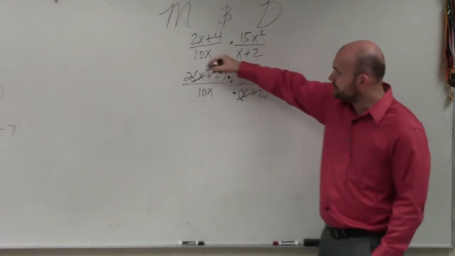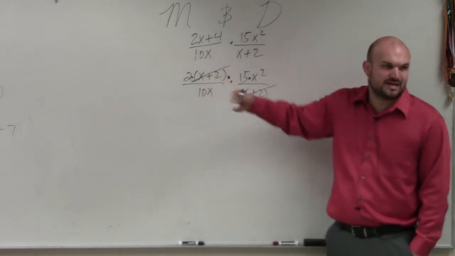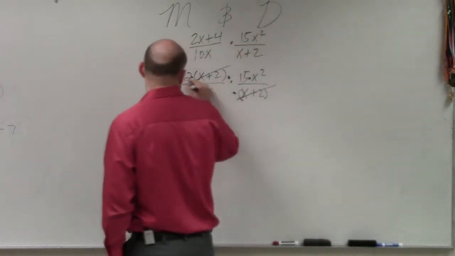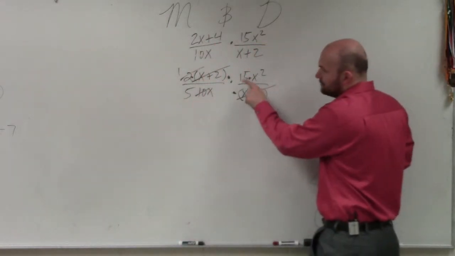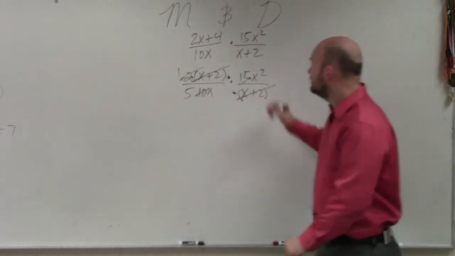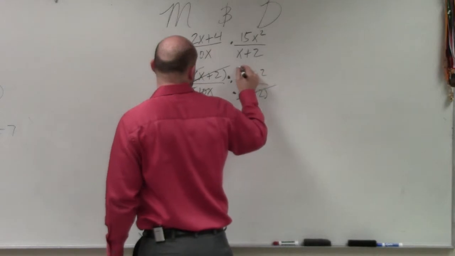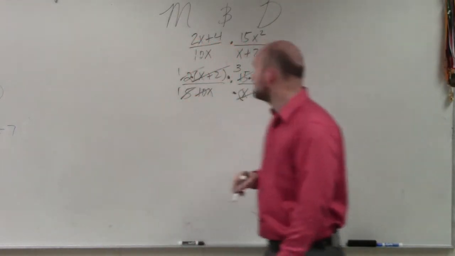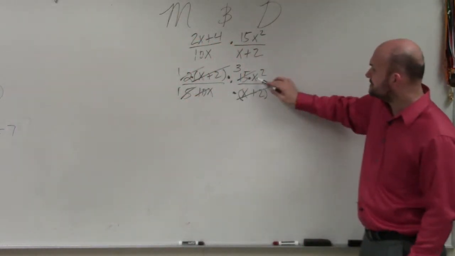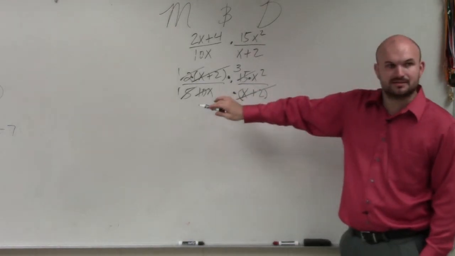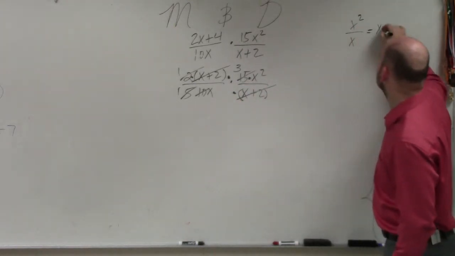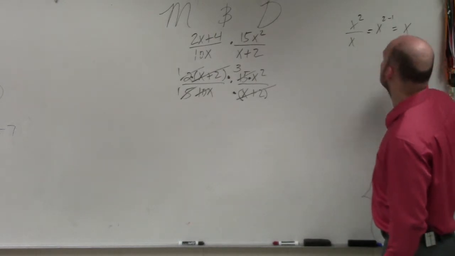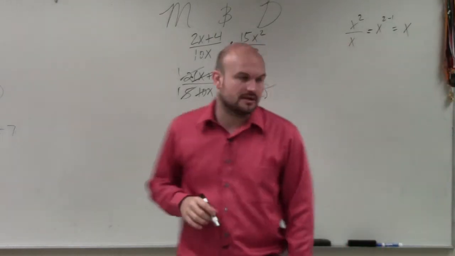We could easily reduce 2 over 10. 2 over 10 would be 1/5, right? Yes. But then look at this. Could I reduce now 15 over 5? Yeah, so that reduces down to 3 over 1. And then can I simplify x squared divided by x? What's x squared divided by x? It's just going to equal x, right? Yes?